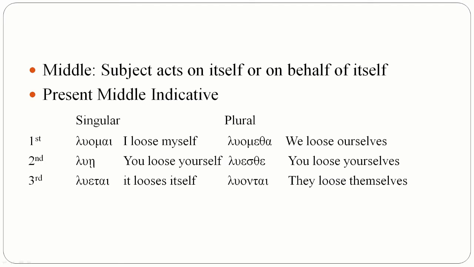Going quickly over the middle voice, though. So, singular forms, luamai, first person singular, I loose myself. And lu-a with the iota subscript, you loose yourself. Lu-etai, he, she, or it looses him, her, or itself. Lu-amitha, we loose ourselves. Lu-estha, you loose yourselves. Lu-antai, they loose themselves.